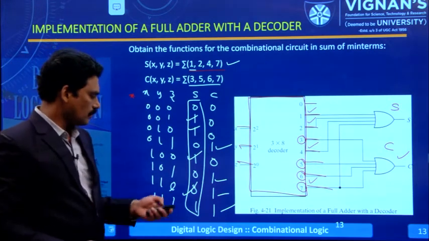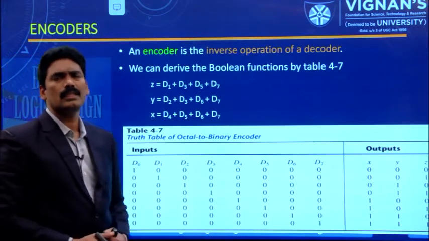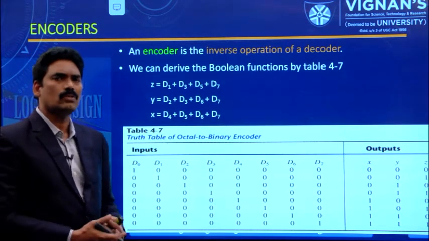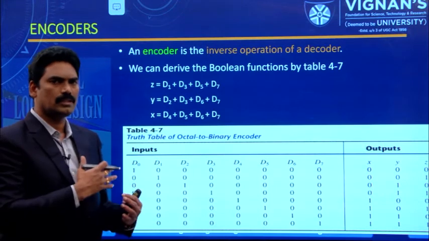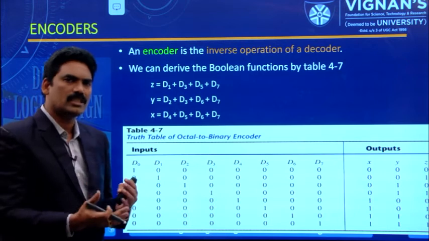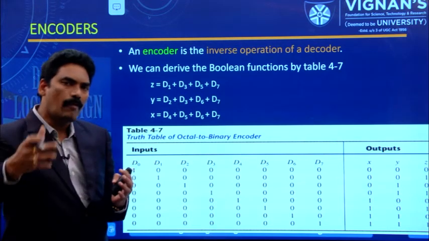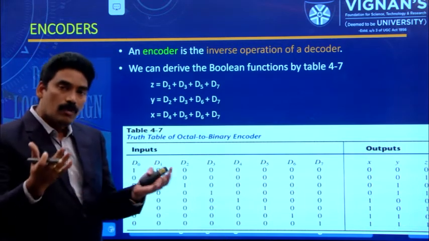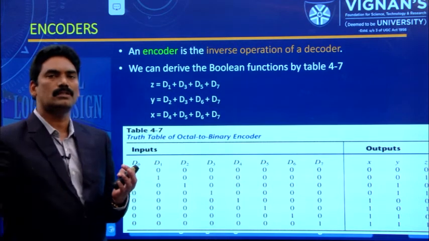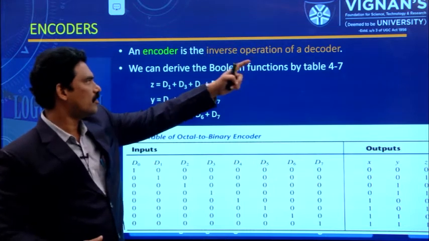Now, next we are going to discuss the encoder. What is an encoder? This is the reverse of the decoder. What is a decoder? A decoder is a combinational circuit which takes n inputs and produces a maximum of 2 to the power of n outputs. What about an encoder? An encoder takes 2 to the power of n inputs and produces n outputs. So an encoder is the inverse operation of a decoder.